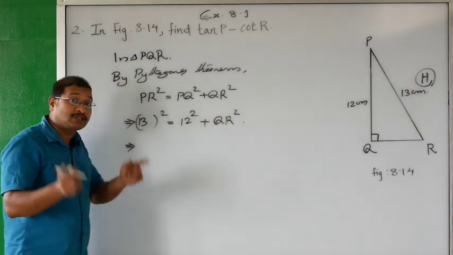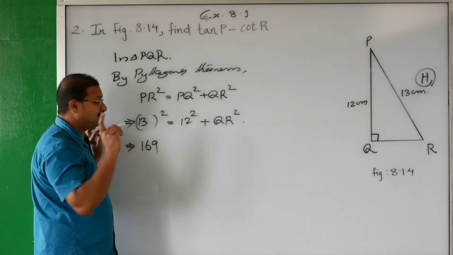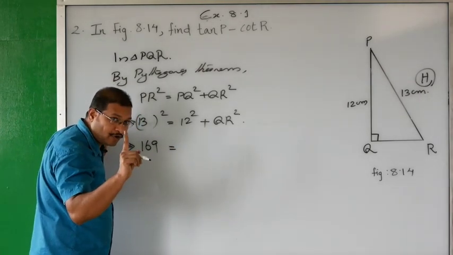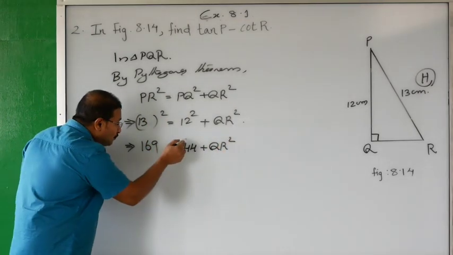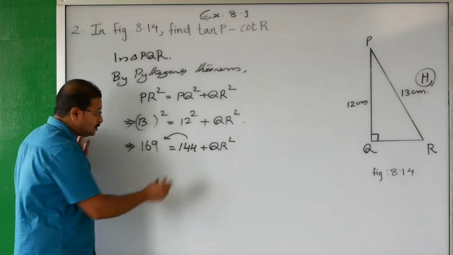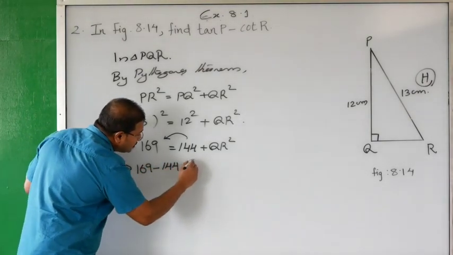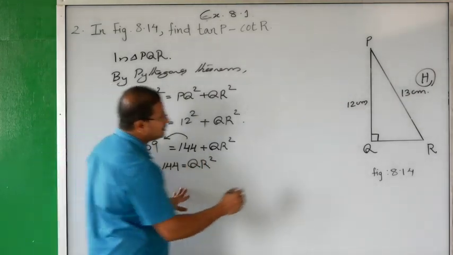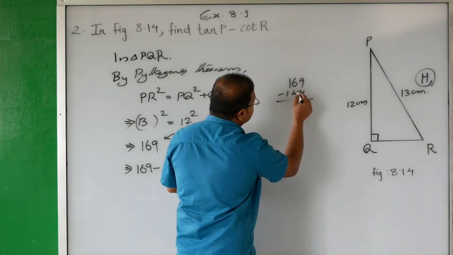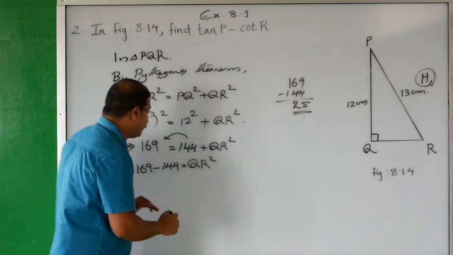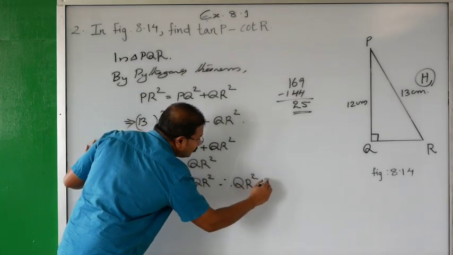And we know that 13 square means 13 into 13, which is 169. If you don't know, please multiply. Equals 12 square, 12 into 12, 144, plus QR square. Next step, what will you do? This 144 will carry from right to left. It's plus, comes to the next side, minus. That means 169 minus 144 equals QR square. Let's subtract. 9 minus 4 is 5. 6 minus 4 is 2. You got it now? 25. That means 25 equals QR square. Therefore, QR square equals 25.